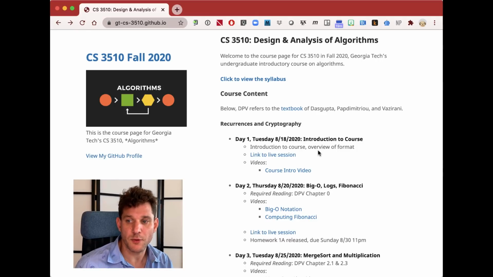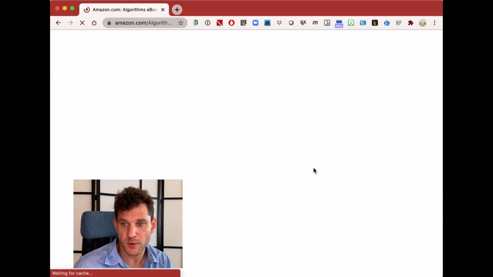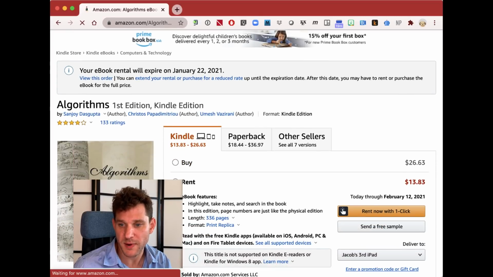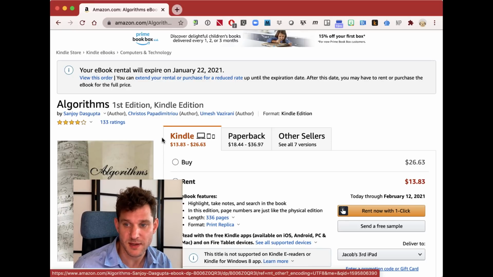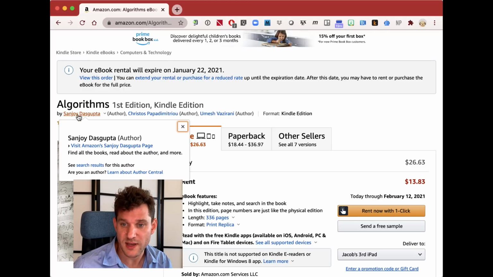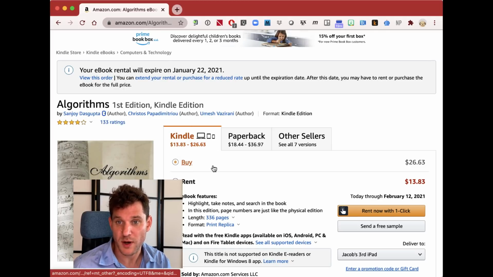For every day, there'll also be some reading, not very long, from the textbook. The textbook is called Algorithms by Dasgupta, Papadimitriou, and Vazirani. I'll just mention, by the way, that Christos Papadimitriou was actually on my thesis committee in grad school, and I know Sanjoy Dasgupta quite well, as well as Umesh Vazirani.